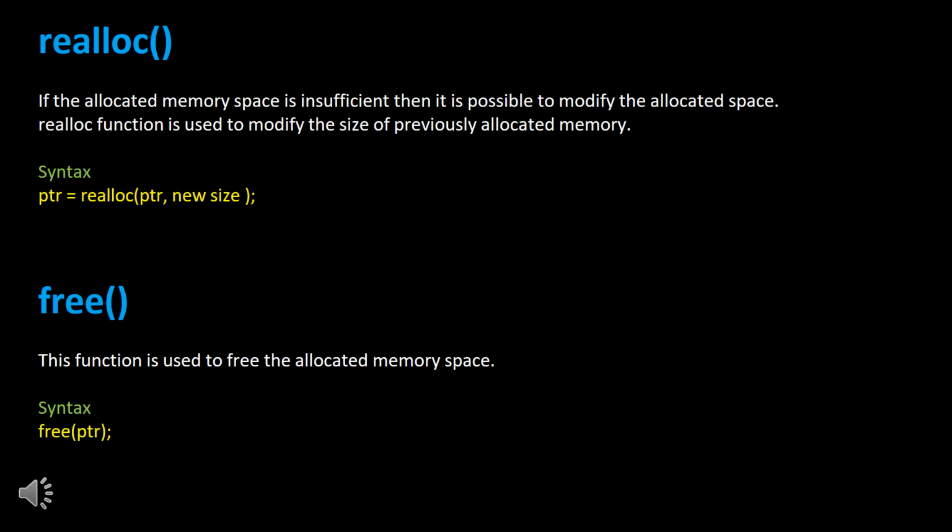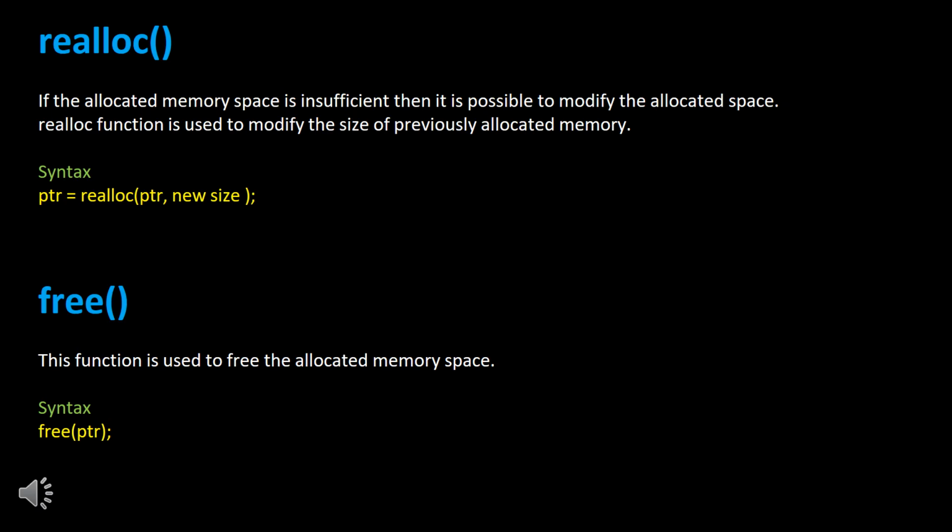Moving on to realloc, this function is a lifesaver when you realize the memory allocated earlier is insufficient or overly large. realloc adjusts the size of an already allocated memory block. It preserves the existing data while extending or shrinking the memory. The syntax is ptr = realloc(ptr, new_size).